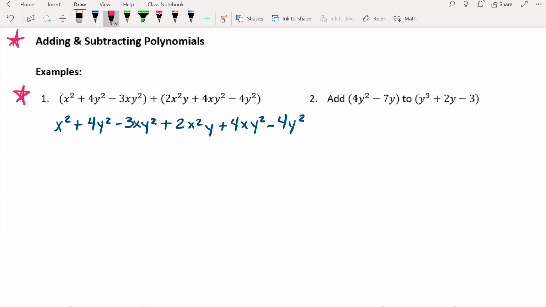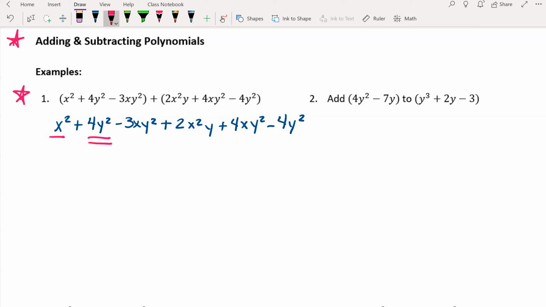All right, so now what I do is I go through, starting with the first term, and I start underlining common terms. So what do I mean? I start with one underline for the first term. Okay, that's an x squared. The next term we see is 4y squared. That's different than x squared, so I'm going to give it 2 underlines. It's different. It needs 2 lines.